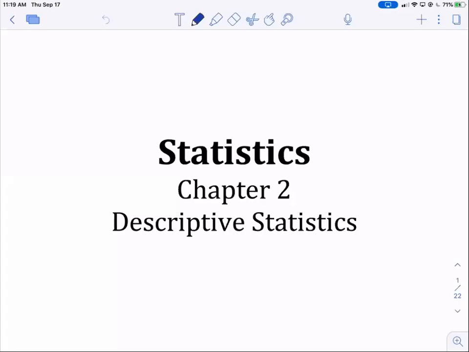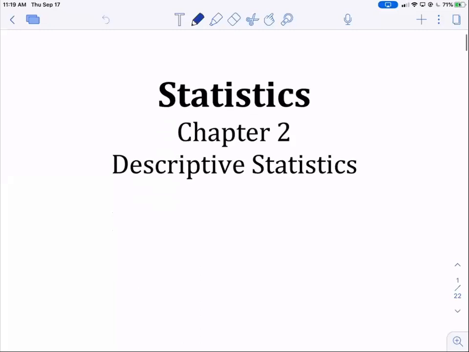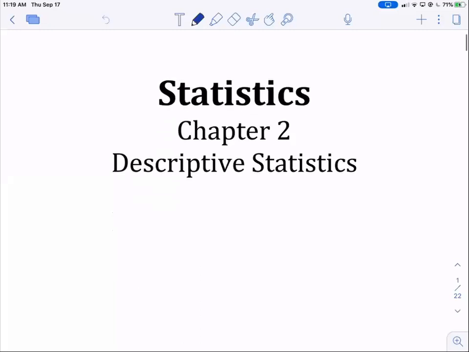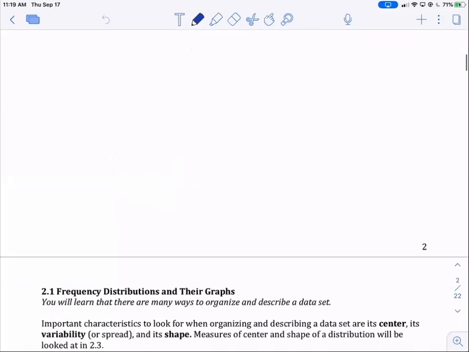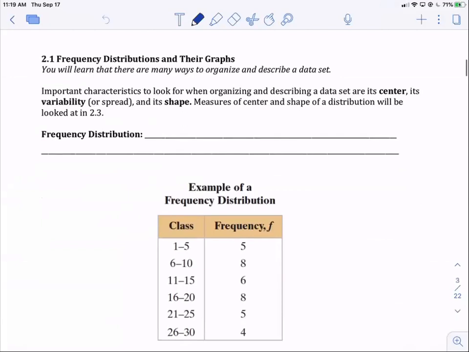All right, so chapter 2, we're going to start looking at more of the specific data, like analyzing our data, okay? So that's called our descriptive statistics, and then we'll be able to make inferences about it, okay? So 2.1, we're going to look at frequency distributions and their graphs.